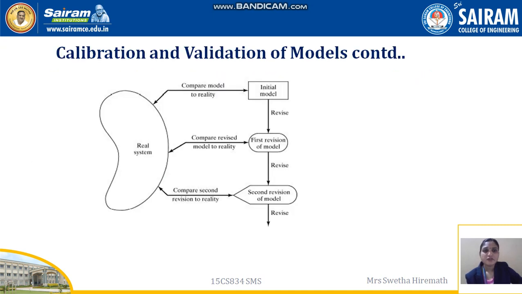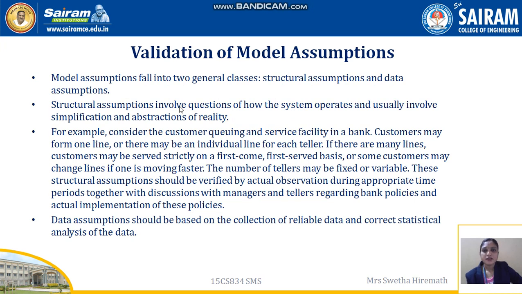Next is calibration and validation of the models. What are the assumptions we are going to make for the validation of the model? Once the model has been verified, then we have to validate it. Validation is done in two parts, that is calibration and validation. Calibration is nothing but an iterative process. In each and every iteration, we are going to improve the performance of the model based on the tests which are performed in order to check the model against the real system.